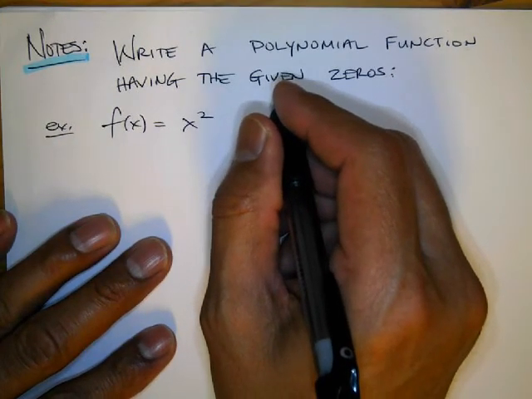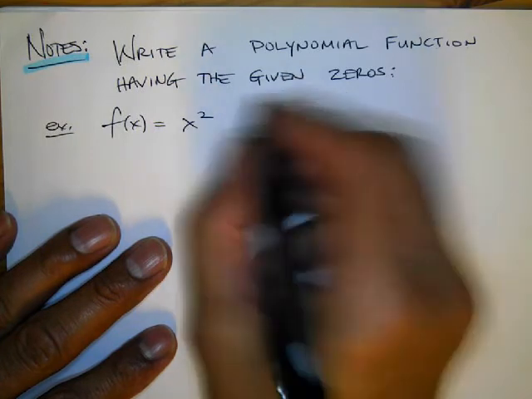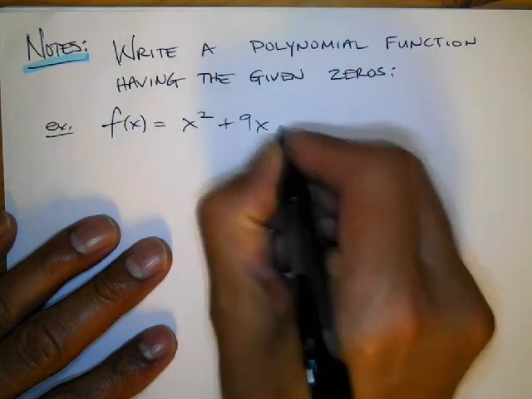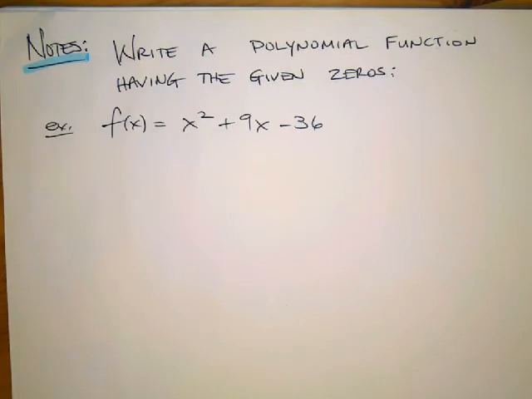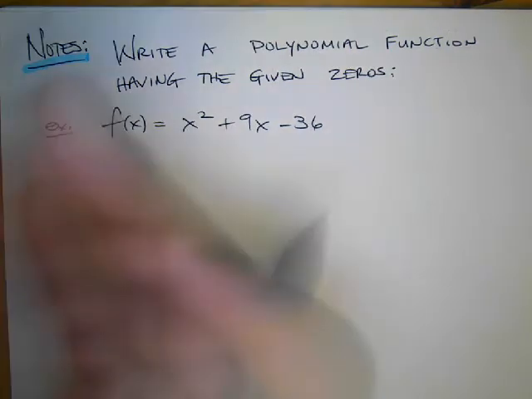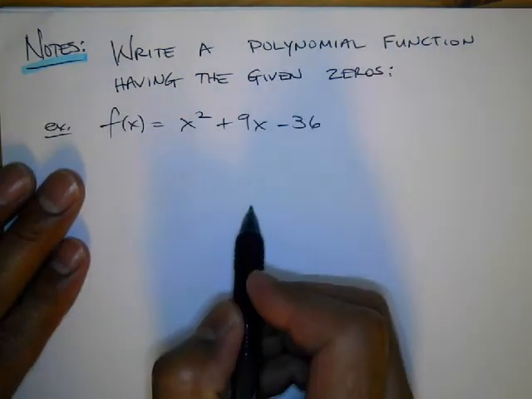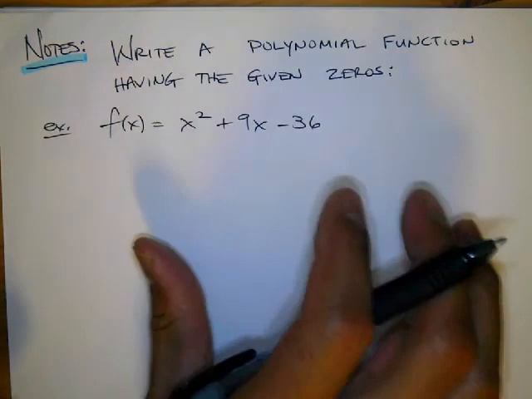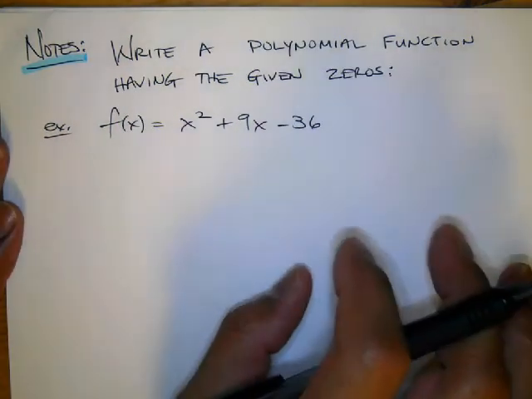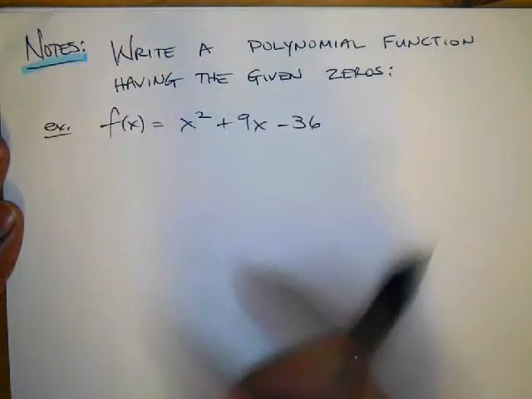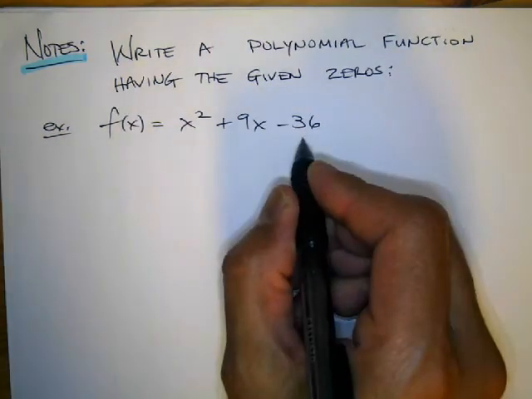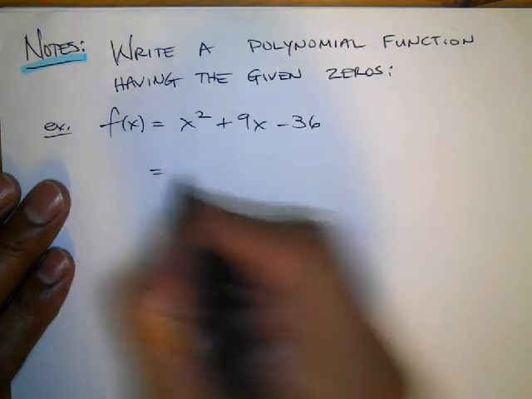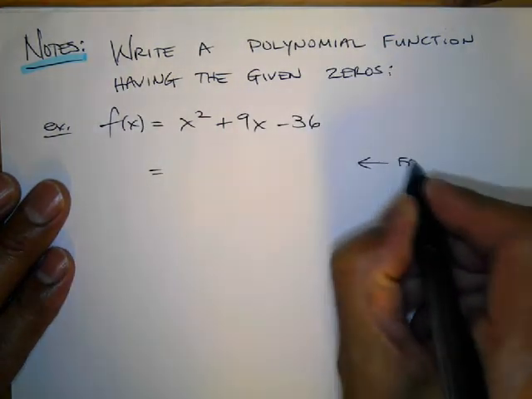Plus 9x minus 36. Something like this, right? And then remember, they're asking you to find the zeros. We're not doing that now. I mean, we already learned that, but I'm just showing you. This is what you've learned, right? So you learn to factor it, so you factor it.